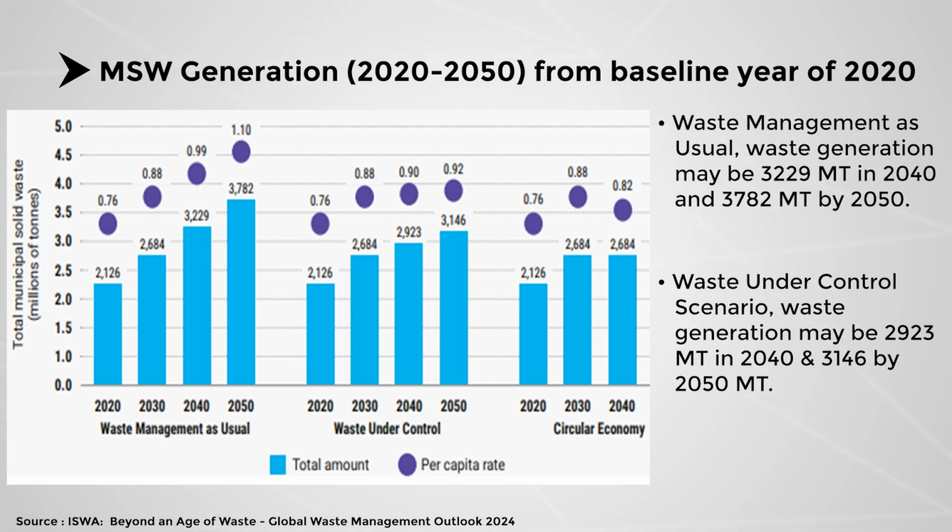And the third situation, circular economy. In circular economy, we can say there is a significant reduction in waste generation and per capita waste generation. So, this figure is basically giving the data having 2020 as a base year and giving the projected data for the next 30 years, meaning by 2050.